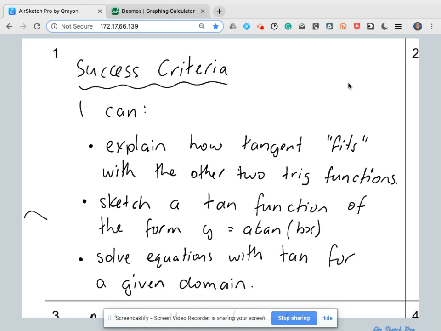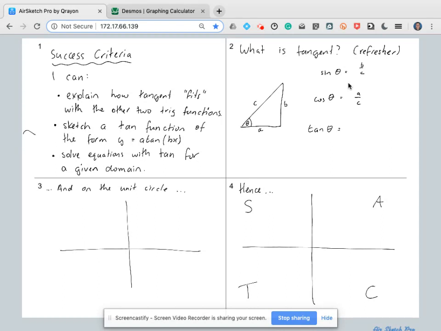The idea is that we will cover both sketching tan functions and solving tan equations within this hour and a half. We do have tomorrow's lesson as a backup if we don't quite make it. So we'll see how we go. So I'm just going to zoom out now so you can see where we're headed. I'm going to start off by just having a quick look at how we define tan.